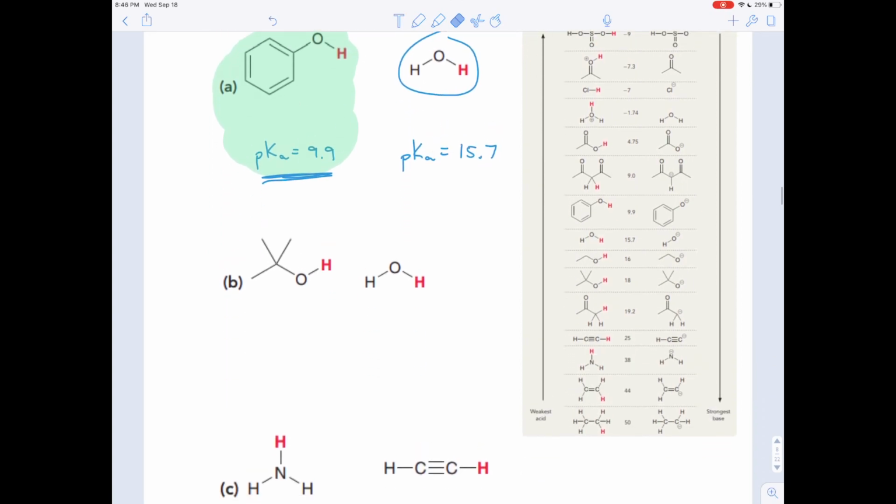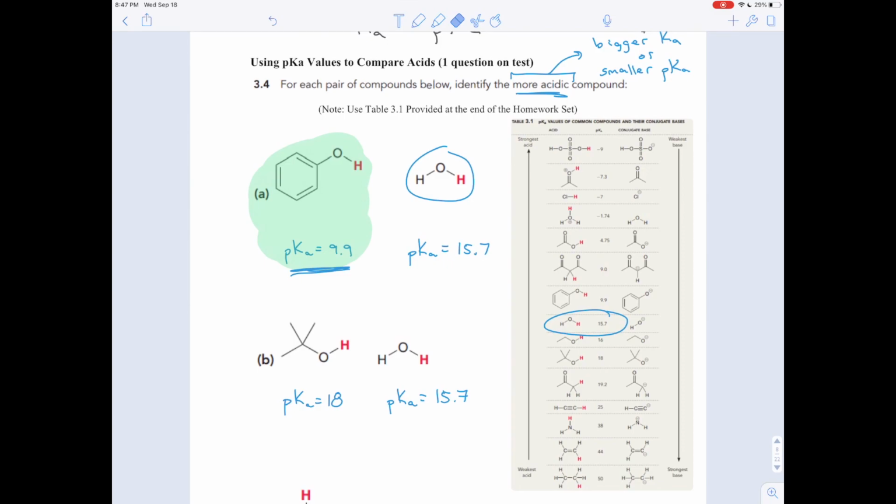We go through the same procedure for the next one. We're looking for this molecule. We find it right here. The pKa is 18. For water, we just saw it, 15.7. The stronger acid has the smaller pKa, and so that is water in this case. That's the more acidic compound here.